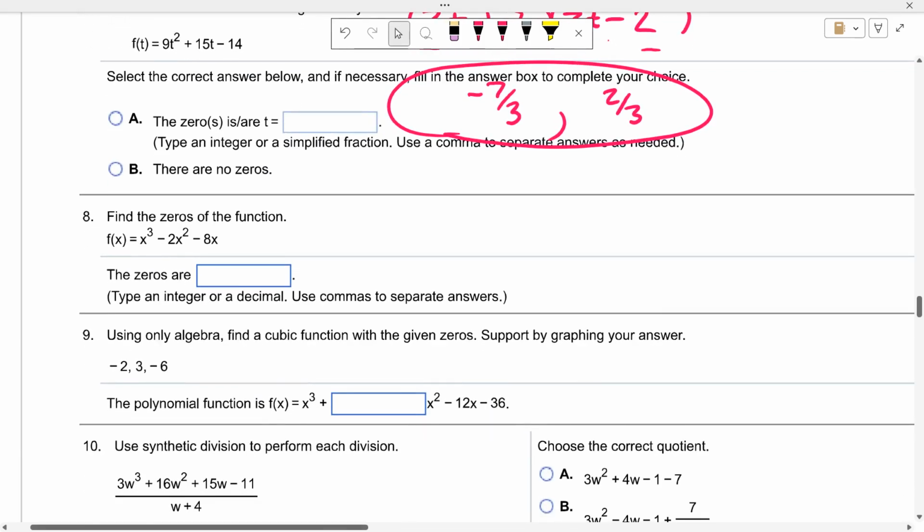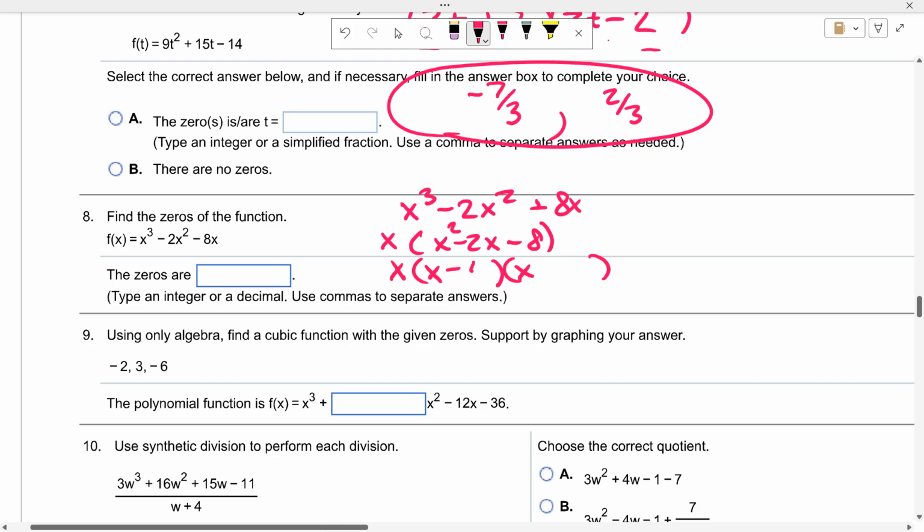8, find the zeros of the function. What I would do on this is take out the greatest common factor. What's my greatest common factor? X. And then I get x times x squared minus 2x minus 8. This is simple factoring. X and x. Factors of 8 that add up to negative 2. Negative 4 and a plus 2. So what are our zeros? Well, they are 0, 4, and negative 2.